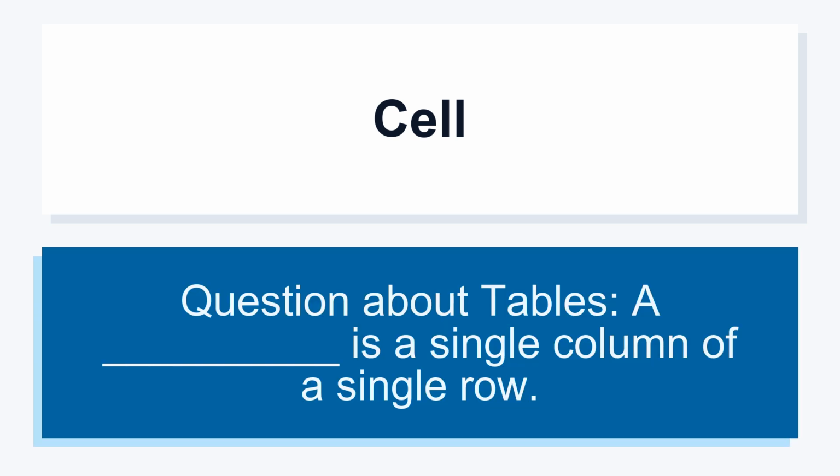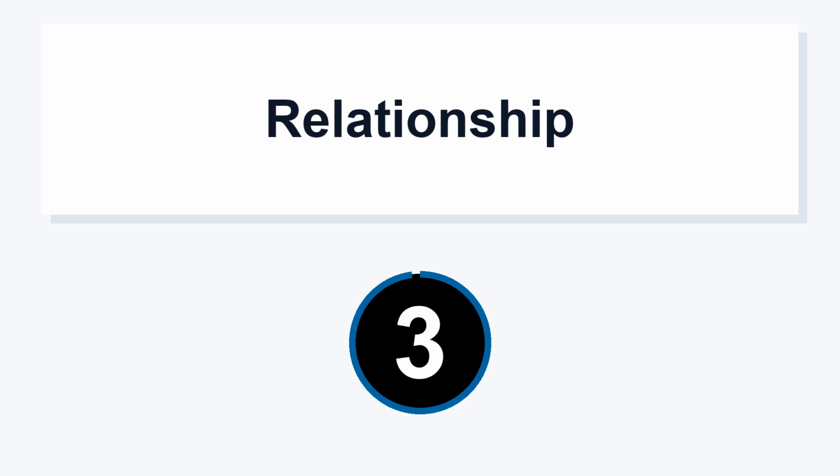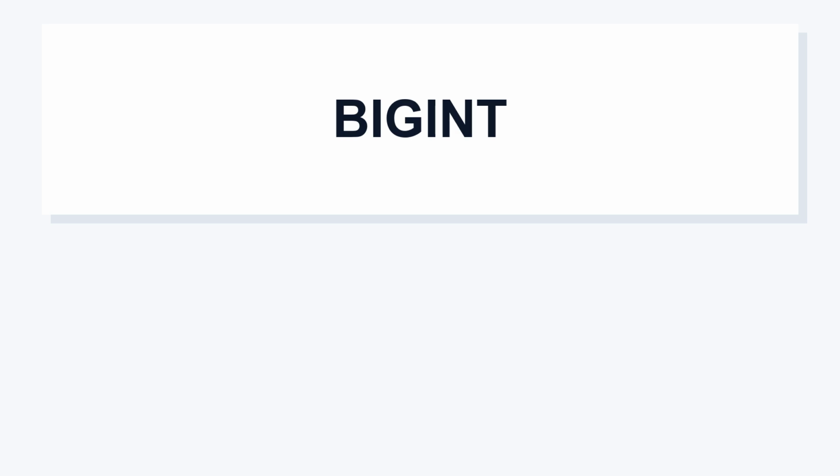Cell. Question about tables. A blank is a single column of a single row. Relationship. Database design related question. A blank is a link between entities.